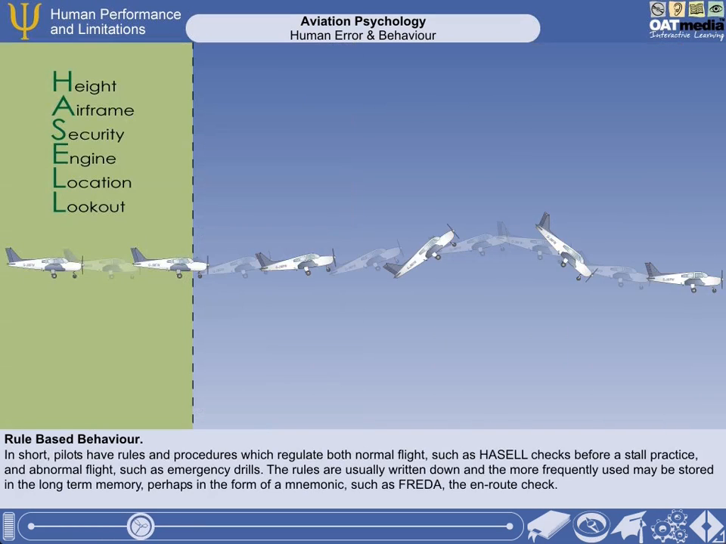In short, pilots have rules and procedures which regulate both normal flight, such as HASELL checks before a stall practice, and abnormal flight, such as emergency drills. The rules are usually written down, and the more frequently used may be stored in the long-term memory, perhaps in the form of a mnemonic, such as FRIDA, the en route check.